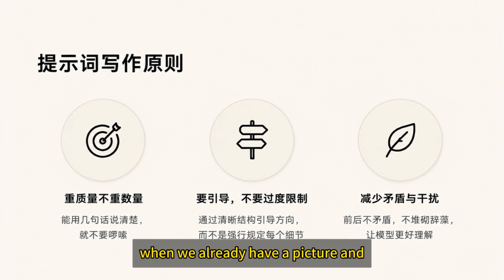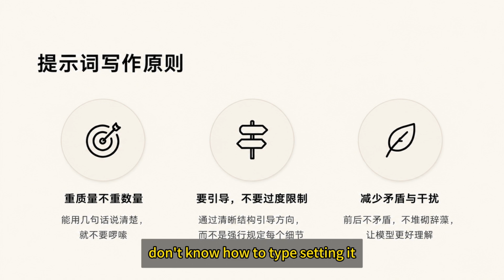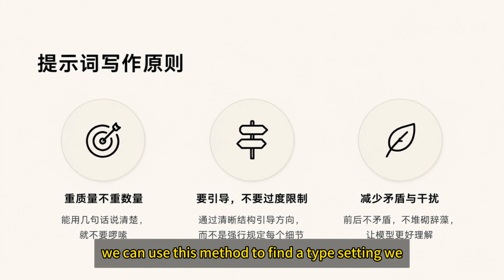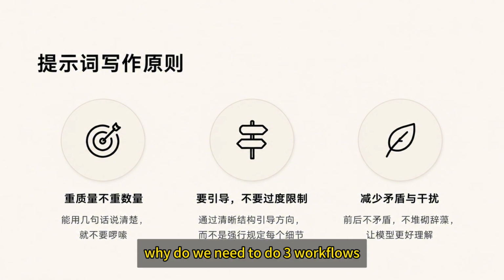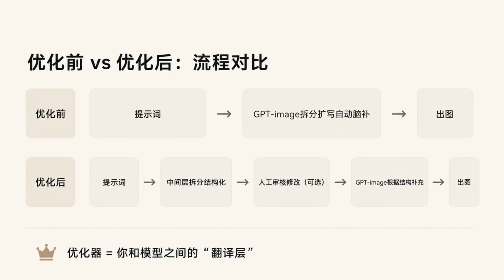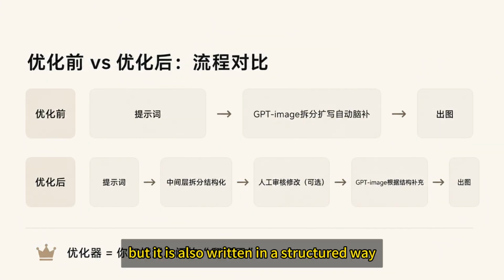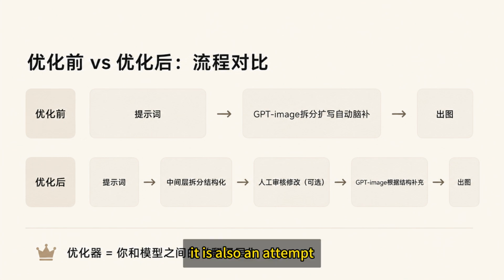When we already have a picture and don't know how to typeset it, we can use this method to find a typesetting we like as a reference to generate pictures. Why do we need three workflows? But it is also written in a structured way. It is also an attempt.